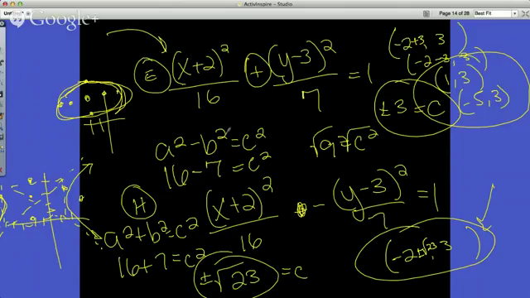Oh, I think that one's supposed to be positive x to the fourth. That might be what it was. Let me check. I think that's right. Positive x to the fourth. Yeah, that's what it was. That'll change it a little bit there.